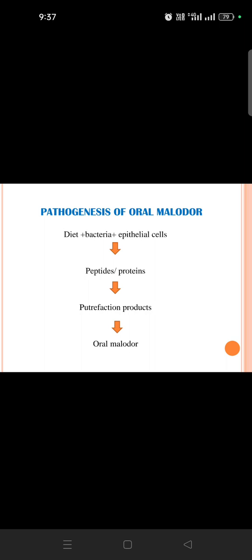Now, understanding the pathogenesis of oral malodor: whenever food particles remain in the oral cavity, there will be accumulation of bacteria on the surface. The epithelial cells and the bacteria produce peptides or proteins, and there is a presence of putrefaction products, which will lead to the oral malodor.